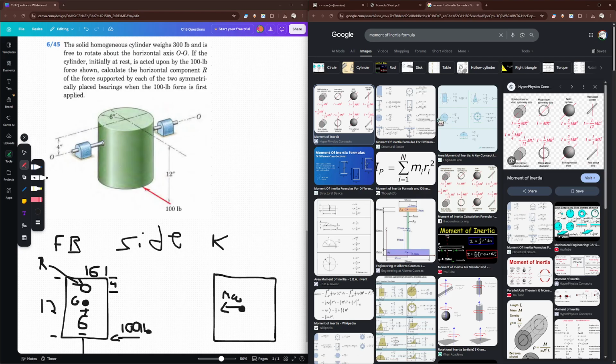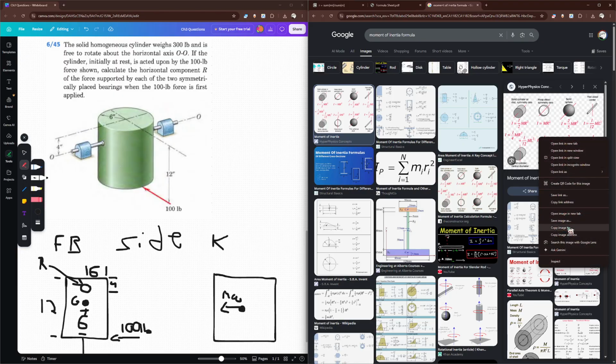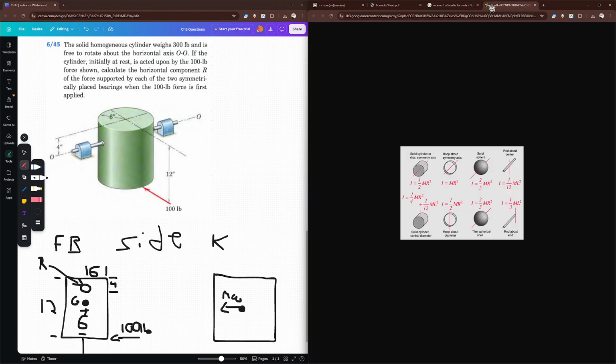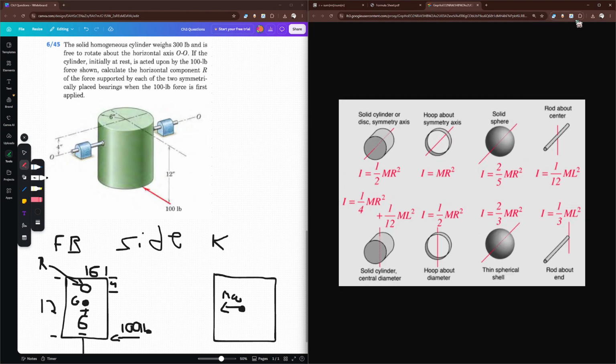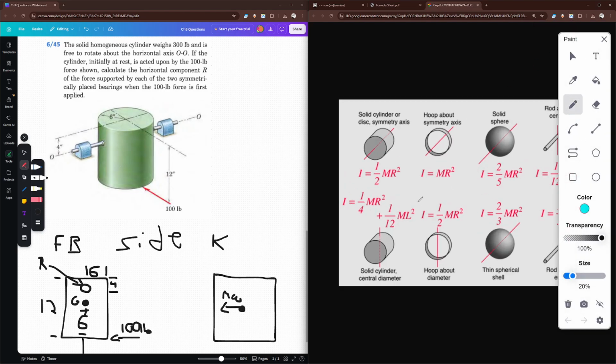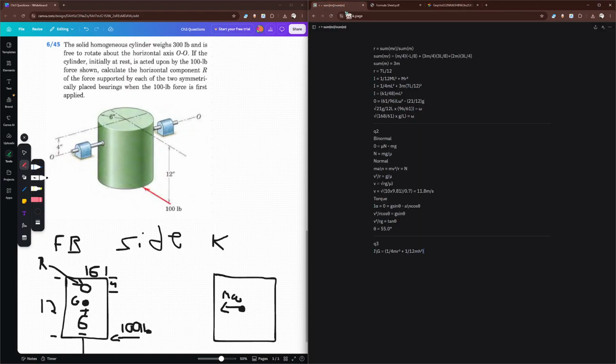A quarter m r squared is right here. For the solid cylinder, central diameter, it is this one: a quarter m r squared plus 1 over 12 m l squared. I can actually make this image better and zoom in on it. We are looking at this solid cylinder, central diameter. We're using this one, so that's where this comes from, and we're replacing L with H.